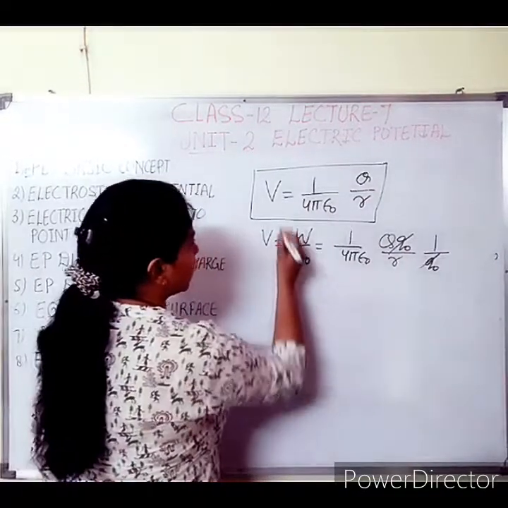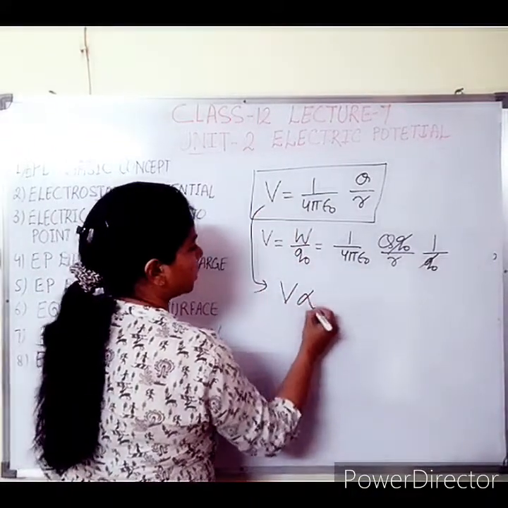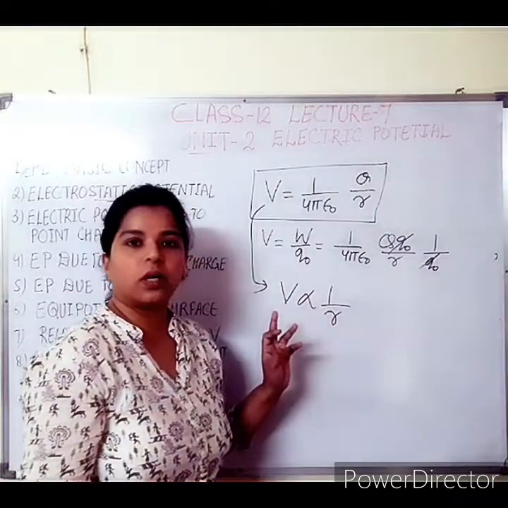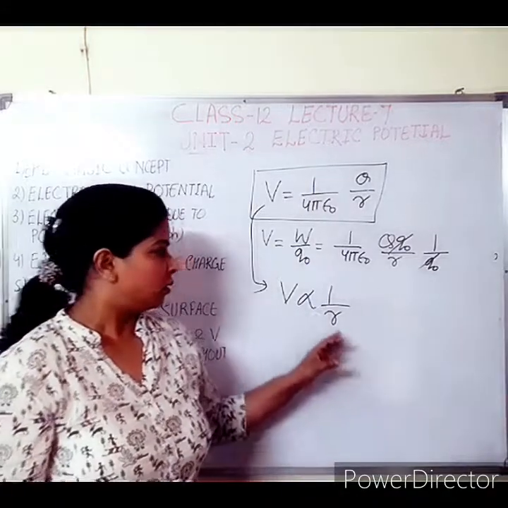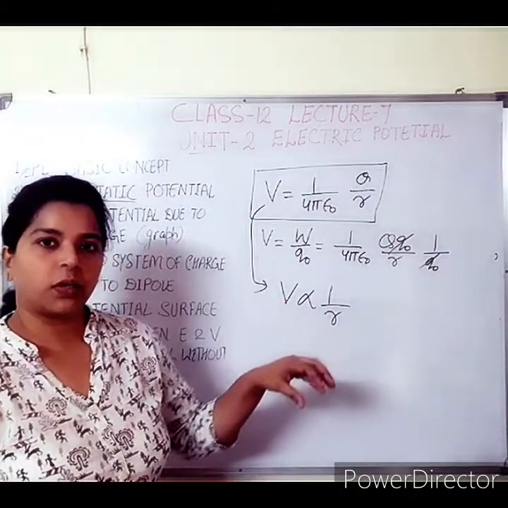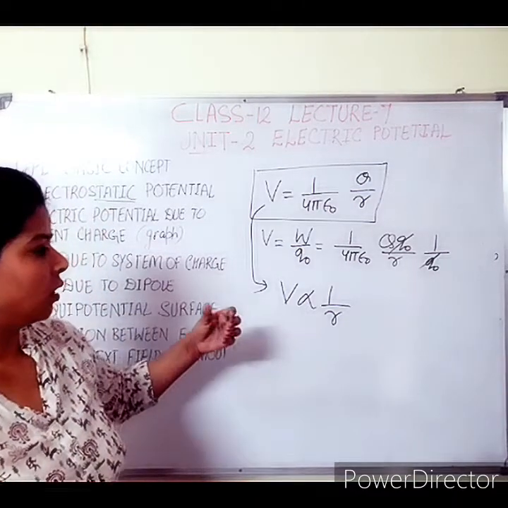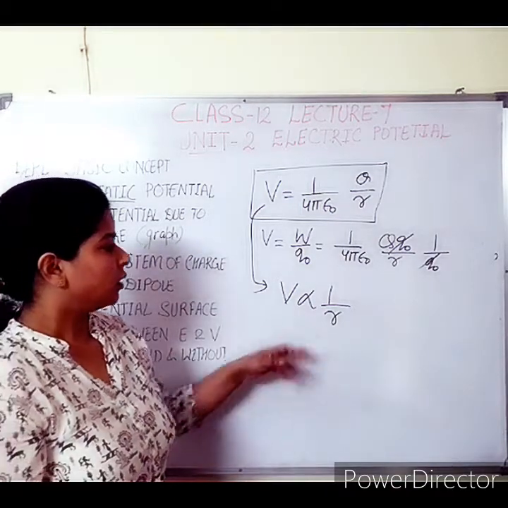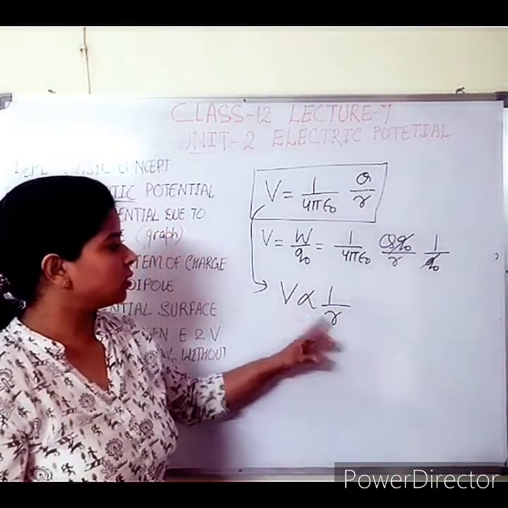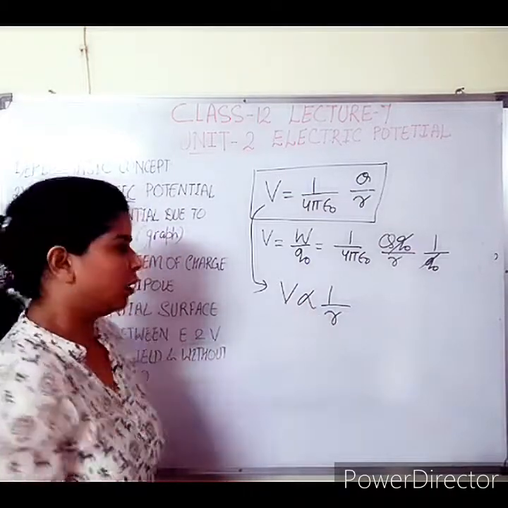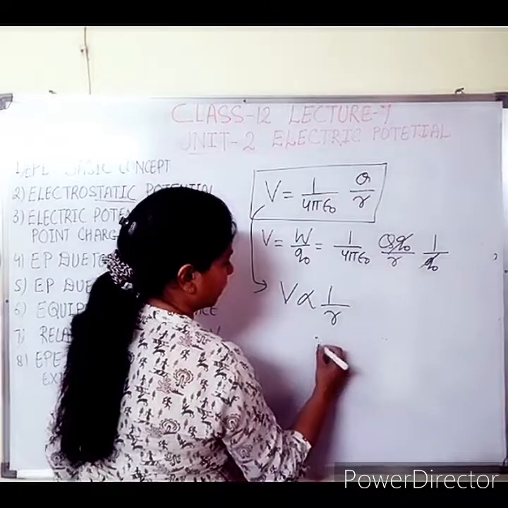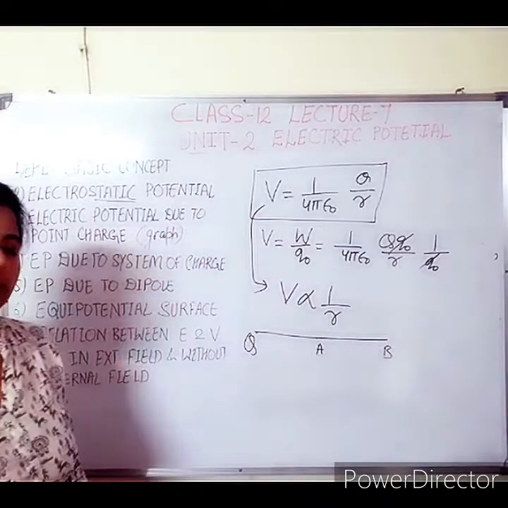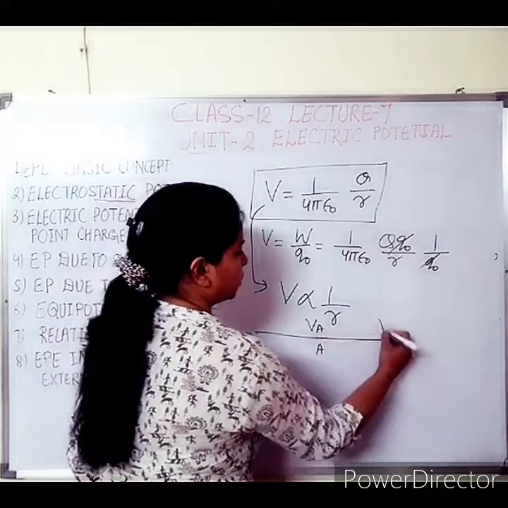Now you can see from this result that electrostatic potential is inversely proportional to distance. Okay, V is inversely proportional to R. If we want to calculate the electrostatic potential at any point situated at R distance apart from the source charge, then it is inversely proportional to the distance R. So here we have taken the 2 points A and B, and here is the source charge. So where is the electrostatic potential more, VA or VB?